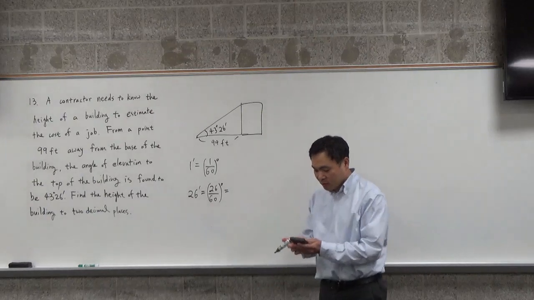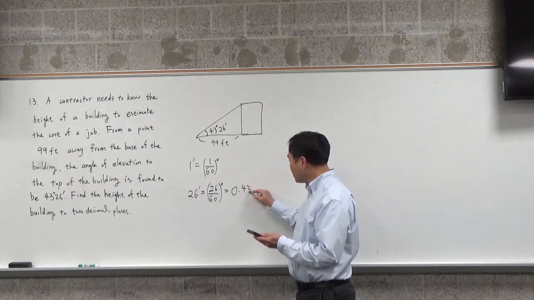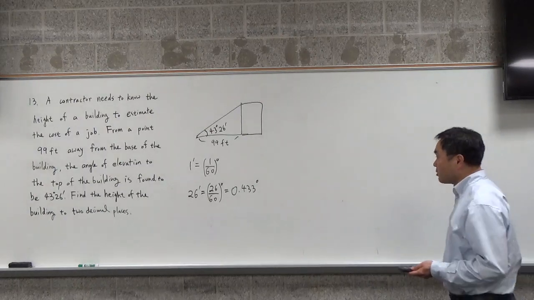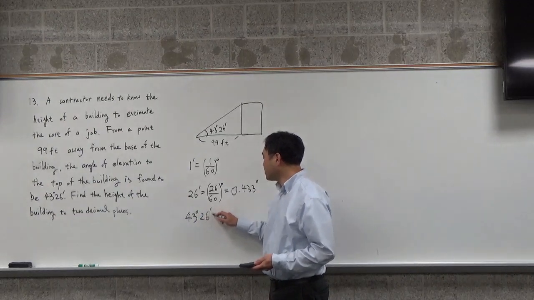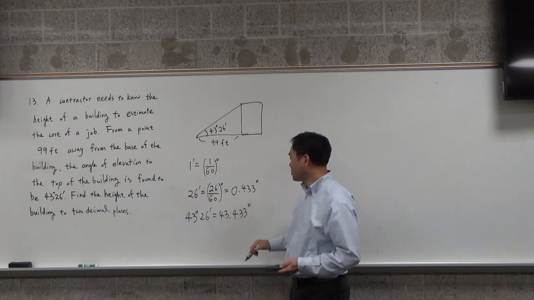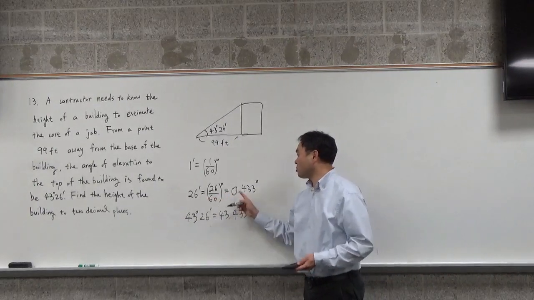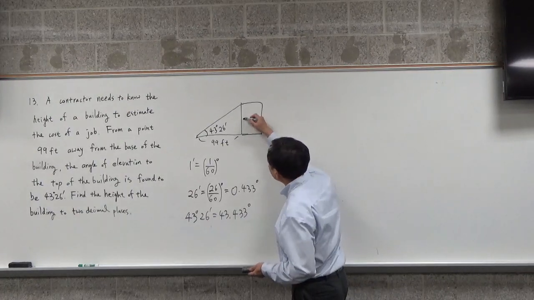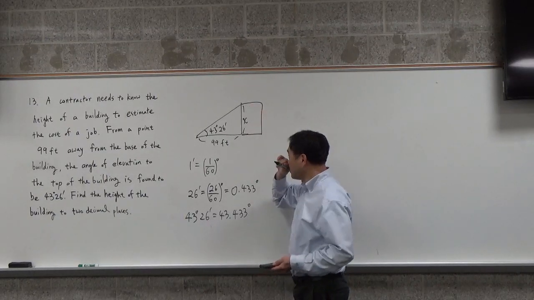So let's see, 26 divided by 60 is going to give us 0.433 degrees. In other words, 43 degrees 26 minutes is the same as 43.433 degrees, because it's 43 degrees plus 26 minutes, and 26 minutes is the same as 0.433 degrees. Now, the height of the building, let's call that x, that's the unknown.